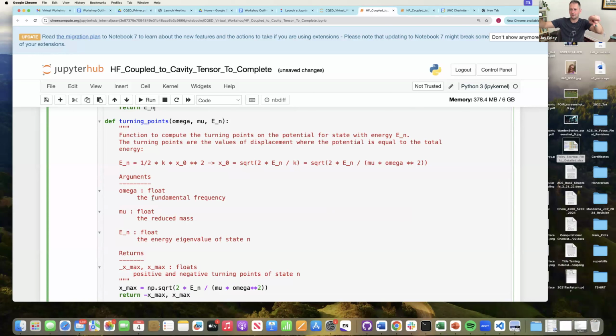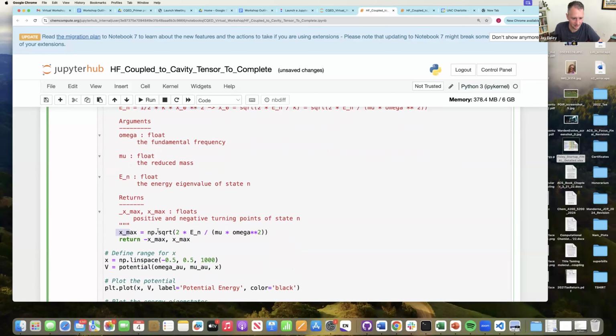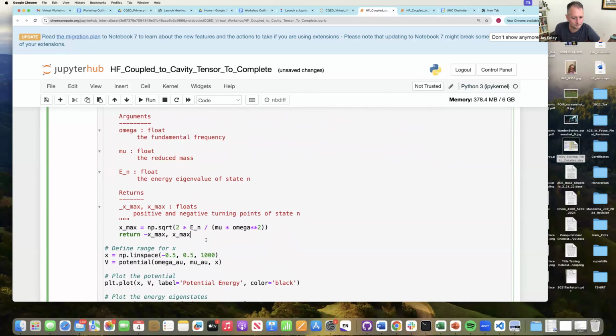And then don't spread out beyond the potential. So it's actually needed to know where the potential intersects the total energy, and that's called the turning points or the classical turning points. And so you can find these classical turning points quite easily. It's just basically where 1/2 k times some value of x squared is equal to the total energy for a given state. And so this is just going to find those turning points and return them. So that's already done for us.